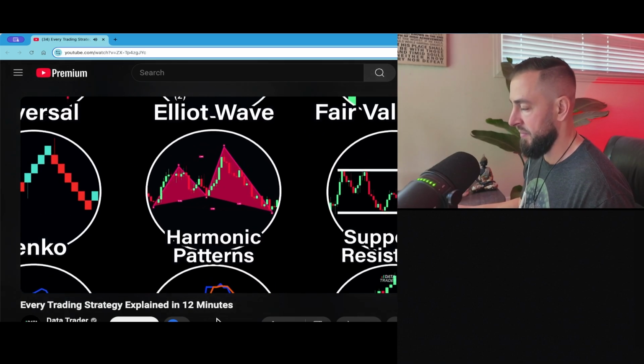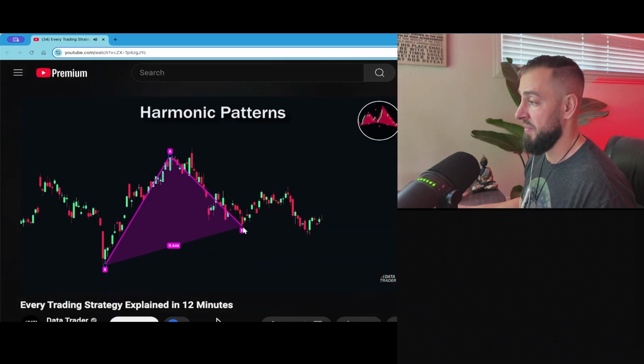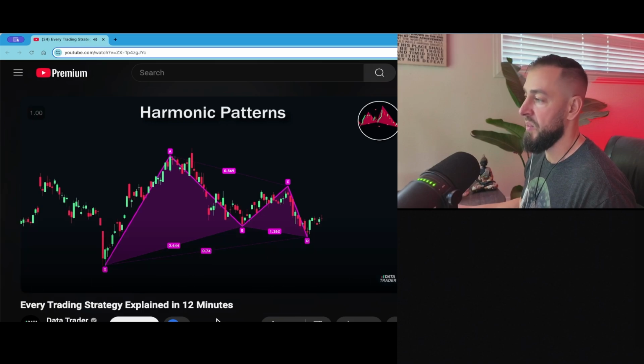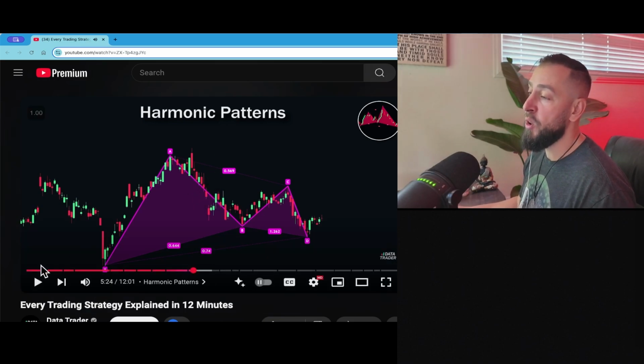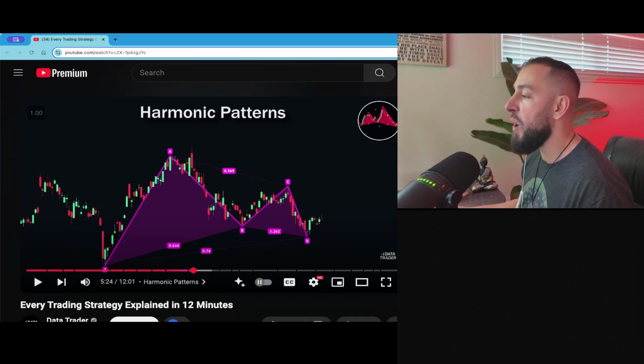Harmonic patterns. These are advanced price patterns that follow a specific shape based on Fibonacci numbers. Traders can then use these specific shapes to predict future price movements. Again, harmonic patterns, going back to strategy number one, Fibonacci, it's using Fibonacci numbers to come up with a pattern of how those numbers show up, okay?